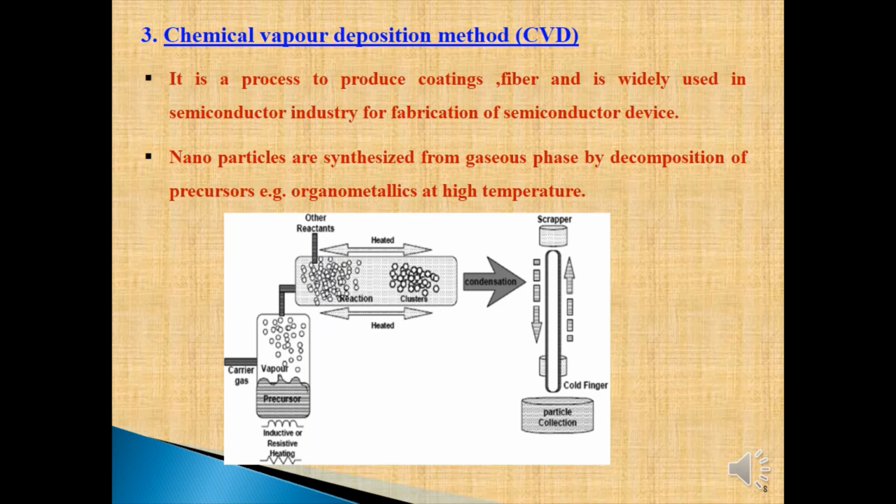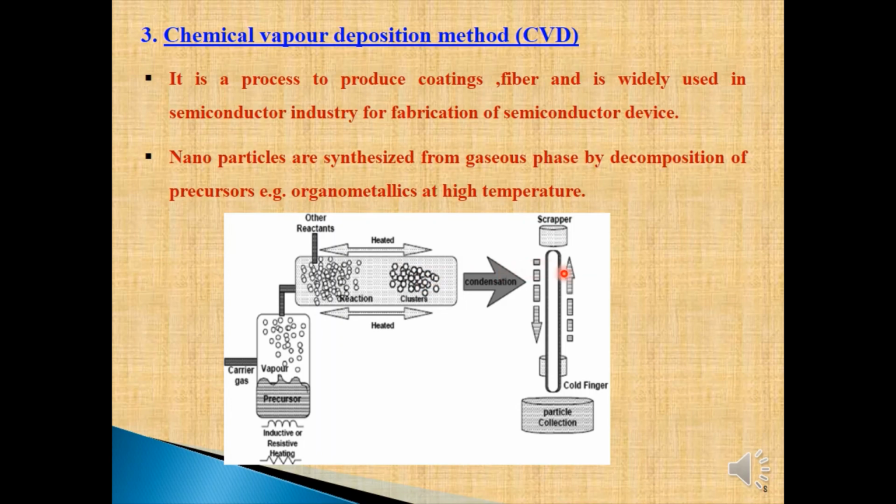So here, first, the carrier gas is passed through the vapors of the precursor. The carrier gas takes the vapors of the precursor into the hot chamber, that is the reaction chamber. It is a hot furnace kept at a particular temperature. So here the reactants, that is nothing but the precursor, will undergo a reaction to produce a cluster which condenses and deposits on the surface of a cold finger. Cold finger is a cold trap made up of liquid nitrogen.